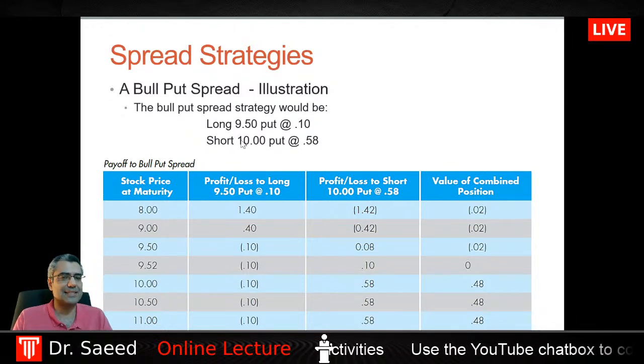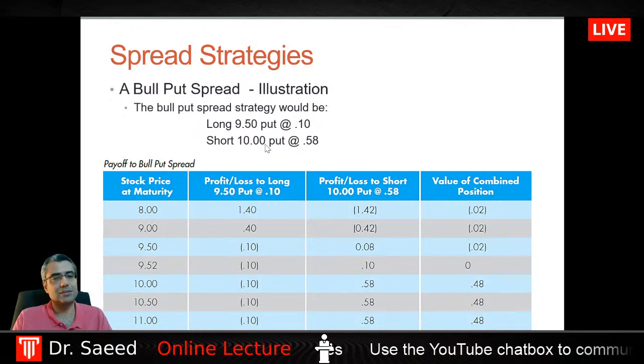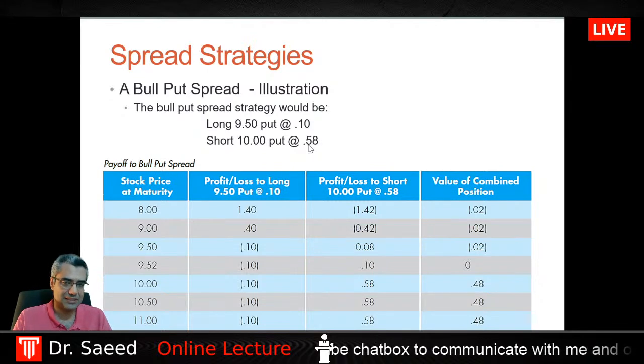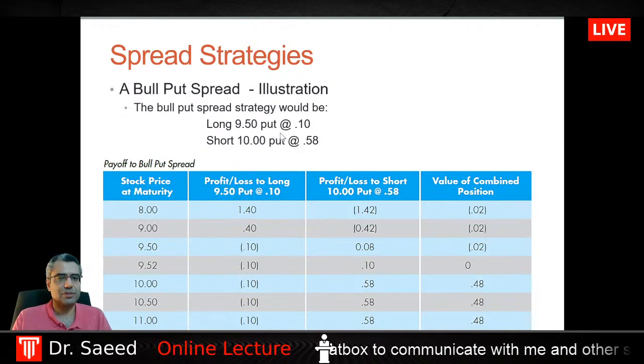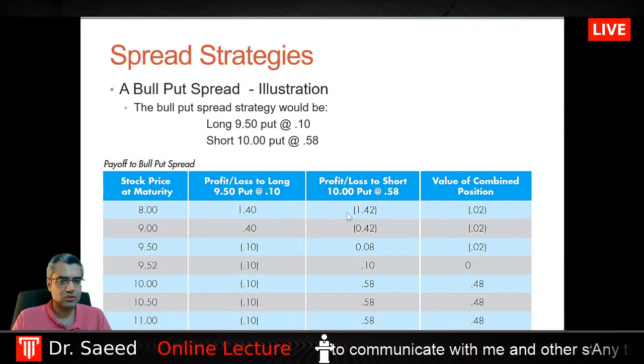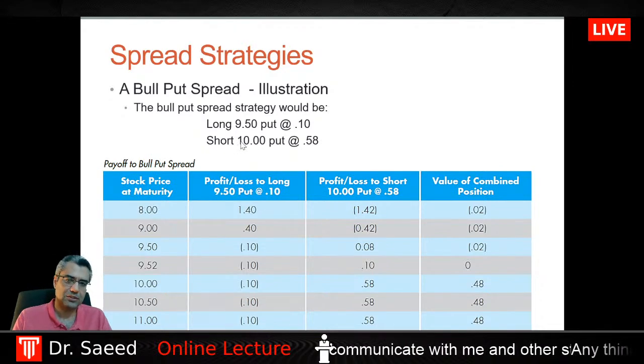It's the exercise price for the underlying asset, and the price of this contract is 58 cents. This means you can sell this contract at 58 cents. The first column shows the profit and loss for the first contract. The next column shows the profit and loss for the second contract.